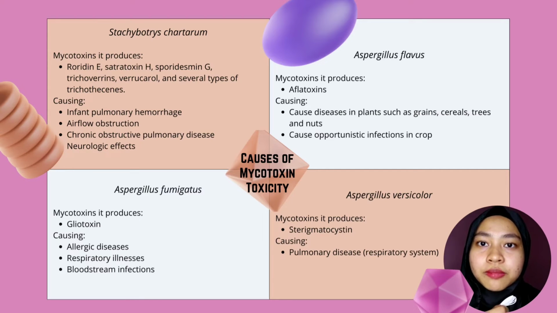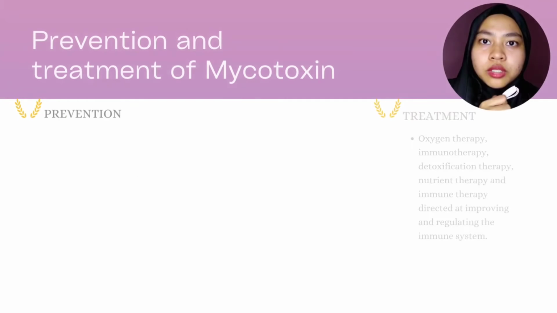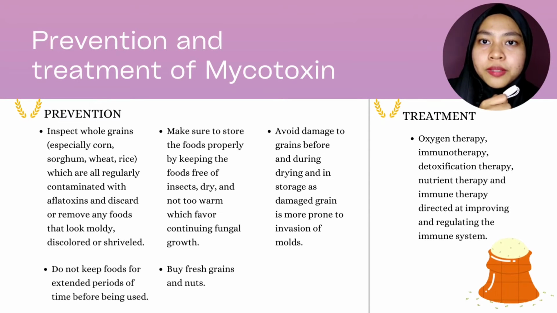The last one is Aspergillus versicolor, a highly resilient fungus. One of the mycotoxins it produces is sterigmatocystin, which causes pulmonary diseases. Mold usually does not grow in properly dried and stored foods, so efficient drying of commodities and maintenance of a dry state or proper storage are effective ways to prevent mold growth and the production of mycotoxins.